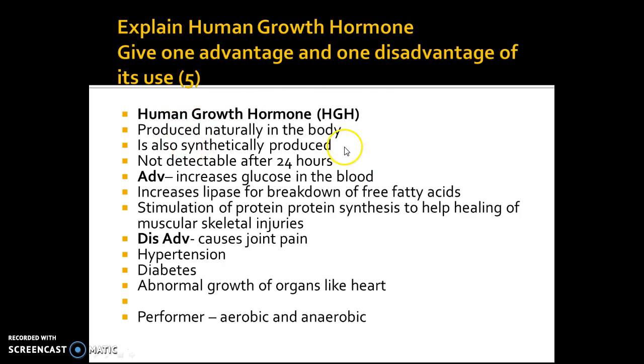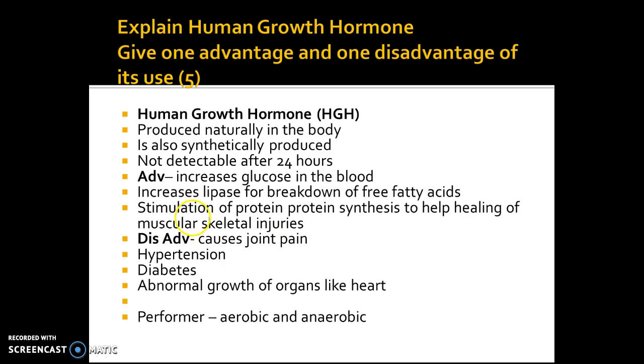It's produced naturally in the body. It can also be produced synthetically. It's not detectable after 24 hours. So it's a hugely popular drug for athletes, and I've talked to you about it in terms of the cosmetic world. Now, going on from there, what are the advantages? Glucose in the blood increases lipase, which is a key enzyme in the breakdown of free fatty acids, and then there's stimulation of protein synthesis, which can help via amino acids, so it can help healing of musculoskeletal injury.